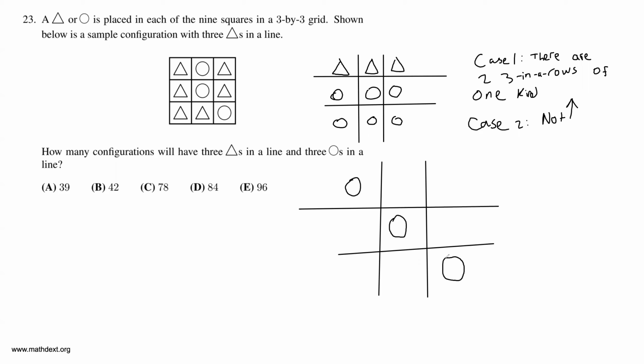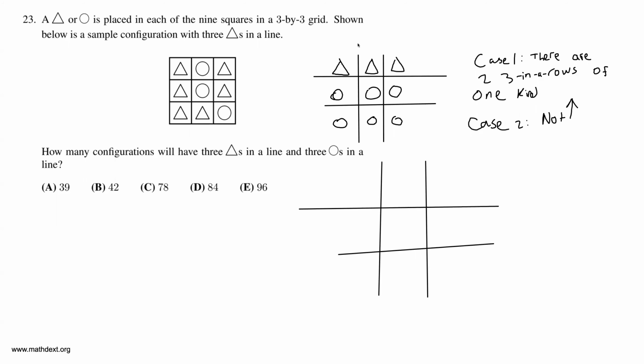That's impossible. This row already has a circle, this row already has a circle, that row already has a circle, and these 3 columns each already have a circle in them. So it's impossible to get a 3 in a row for triangles. So no way for diagonals, which means that everything has to be either vertical or horizontal.